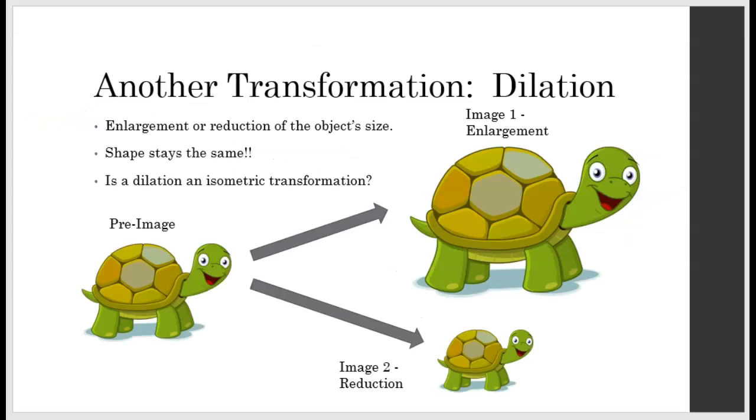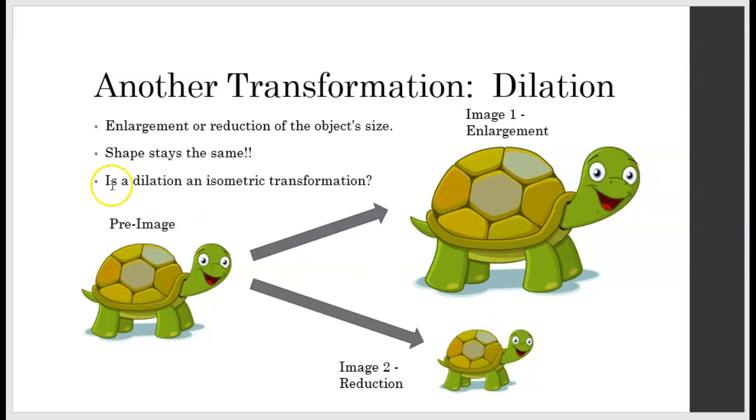All right. Next slide, there is another type of transformation. This one is called a dilation. A dilation is either an enlargement, so here's my pre-image of the turtle, and then I blew it up and made it larger. You can see it's exactly the same shape. All I did was make it bigger. I can also reduce the figure down. I can take the turtle and make it a little bit smaller, which is what I did down here. Again, its shape stays exactly the same. All I did was shrink it down.